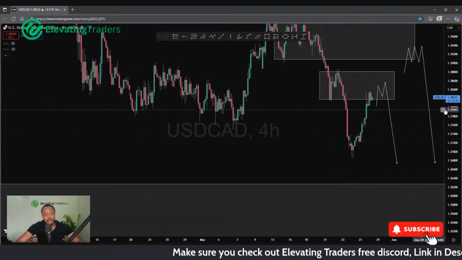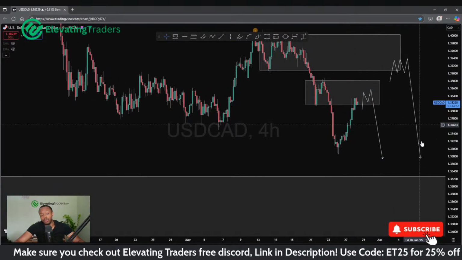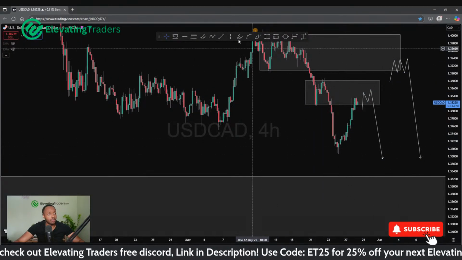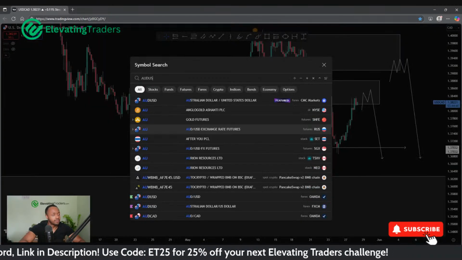Dollar CAD is a pair which I am interested in getting involved with. So I do still see a lot more downside for this one. And again, at least a swing back into support.